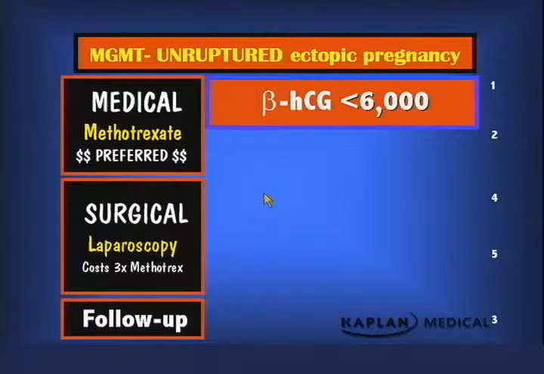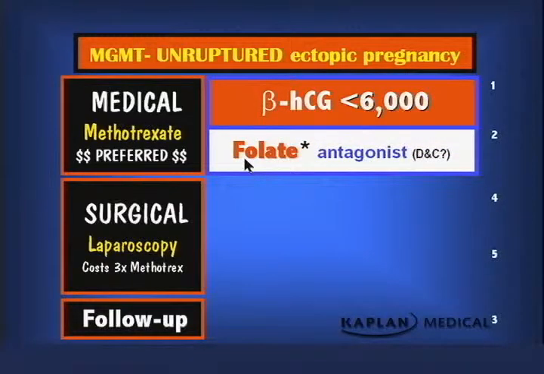How do we identify an early pregnancy? A simple way is just to look at the beta-HCG titer. If the beta-HCG titer is less than 5 to 6,000, that's going to be an early pregnancy, and the management is methotrexate. The mechanism is, it is a folate antagonist. Any rapidly growing tissue requires folic acid. And if you take away the folate, it's going to stop growing.